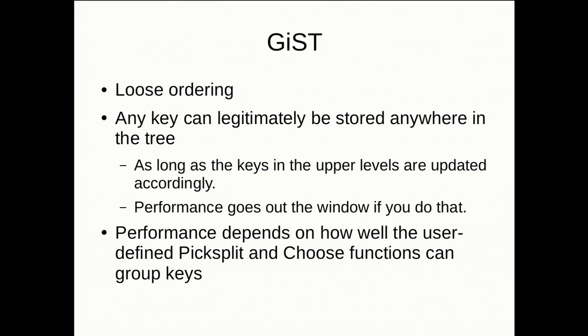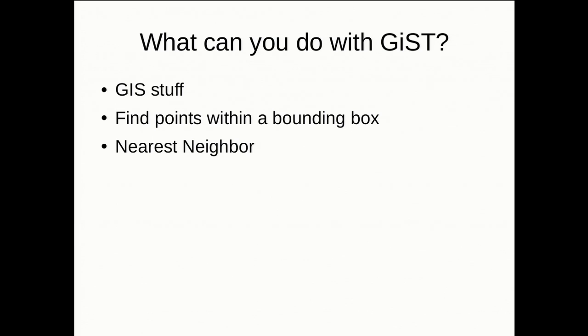So a GiST index has loose ordering. It's not strictly ordered. For example, for something like geographical types, there is no single order. You can't do ORDER BY coordinates because there's no single ordering for that. Any key can legitimately be stored anywhere in the tree, and it's just the performance that matters in how you write these algorithms. There's the picksplit function that decides where you put the tuples when you split, and the choose function for when you're inserting and deciding where to put the new tuple. So it's used to do GiST stuff.